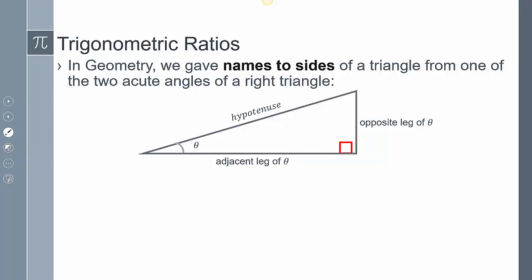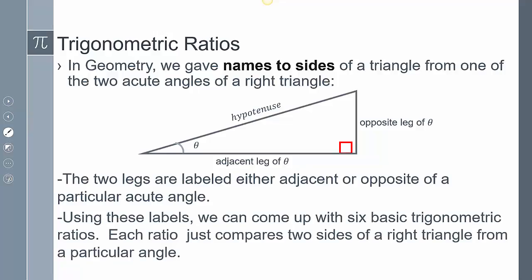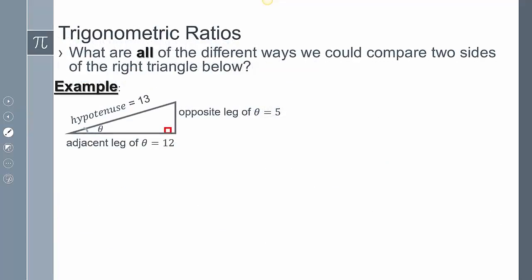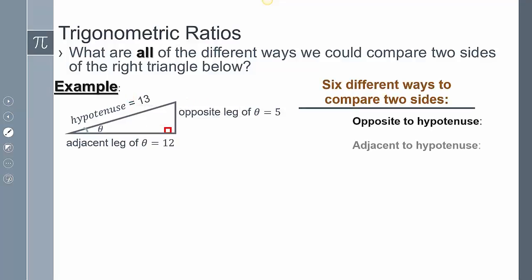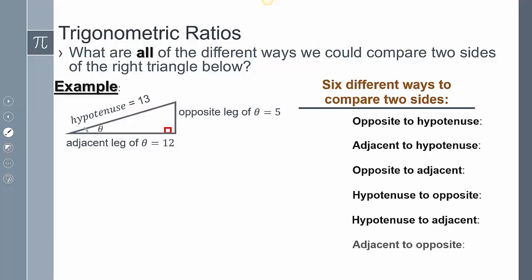As a quick review, remember that with a right triangle, we are able to name the sides from a given angle. From this given angle here, theta, this is the opposite side to that angle. This is the adjacent side to that angle, and my hypotenuse is always opposite that 90 degrees. Then we said that we can compare two sides to one another: the opposite to the hypotenuse, the adjacent to the hypotenuse, the opposite to the adjacent, and we all got these corresponding ratios.